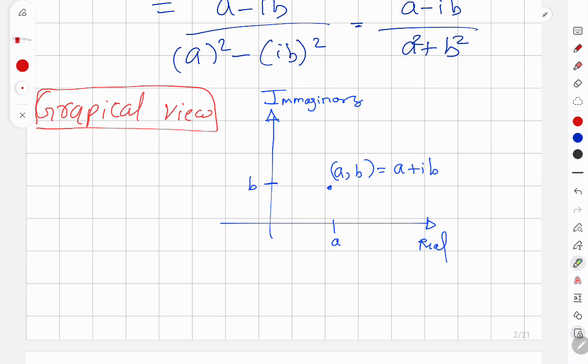For a complex number you can have a graphical view as well. So this is the real part, this is the imaginary part. If you have a complex number as a plus ib, it can be denoted as, this is a and this is b, so a plus ib will be here.